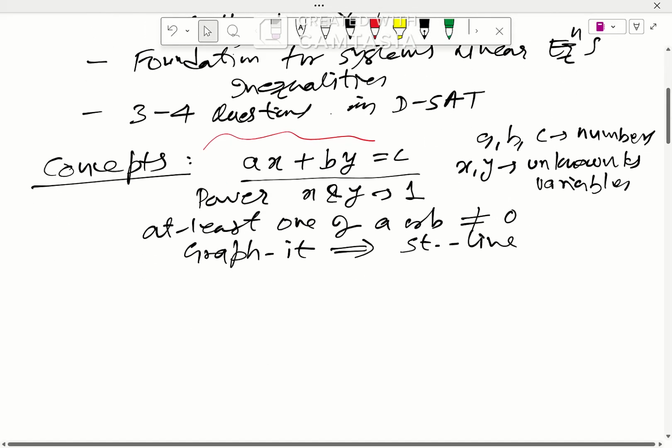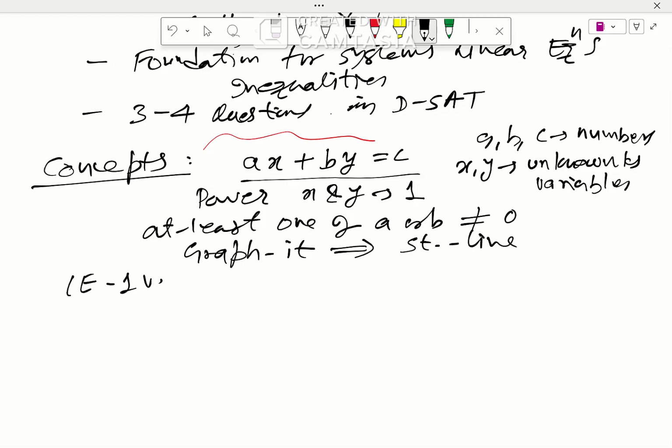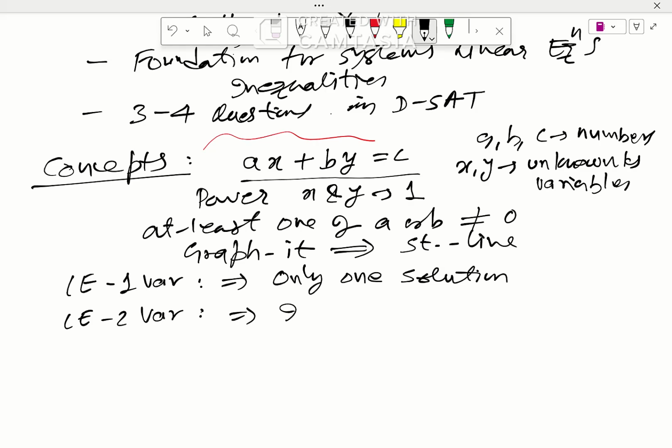Now we looked at the linear equation in 1 variable earlier. This one has only one solution in general form. We looked at some special cases, we are not talking about those. However, the linear equation in 2 variables has infinitely many solutions.